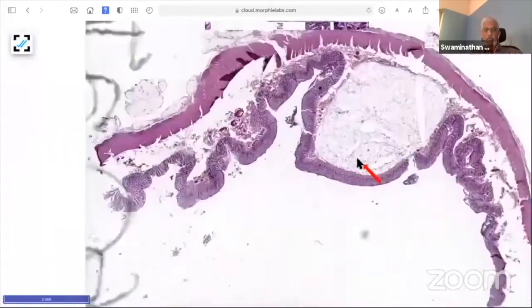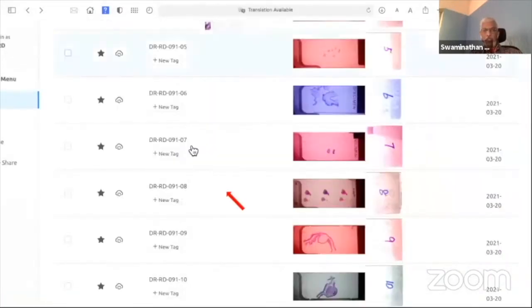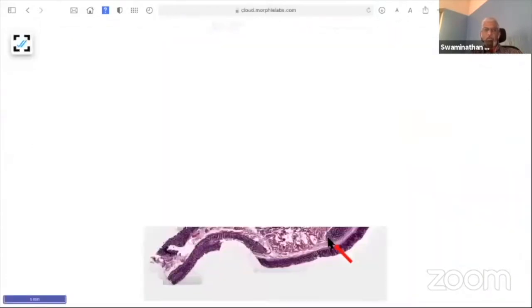And I always tell my PGs, don't put the slides directly under the microscope. See the section like this with your gross eye before putting it. The minute you see this lesion, you know where to go and concentrate. And most of the time you can make, for example, the diverticular is also, when you see the full mount section, you can make the diagnosis. So without seeing the full mount section, don't go to the microscope. See it with your naked eye.